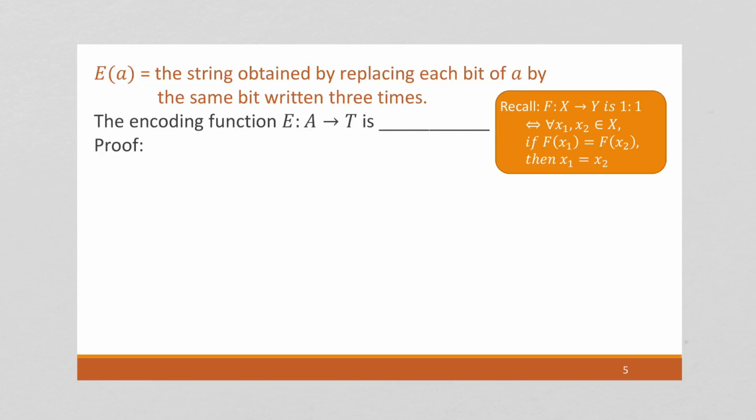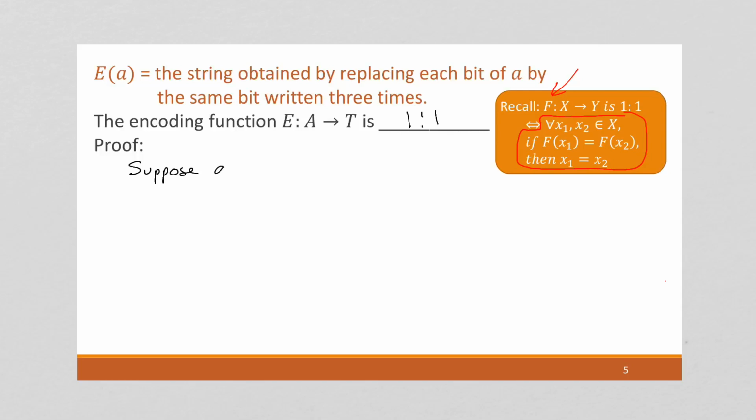Okay, here again is the definition of E. E of A is the string obtained by replacing each bit of A by the same bit written 3 times. And we're going to claim that this is 1-to-1. And let's prove this. Recall, this is how we do the proof. We say that this function f from X to Y is 1-to-1 if and only if for all x1 and x2 in X, if f of x1 equals f of x2, then x1 equals x2. So let's just write that out. So, proof.